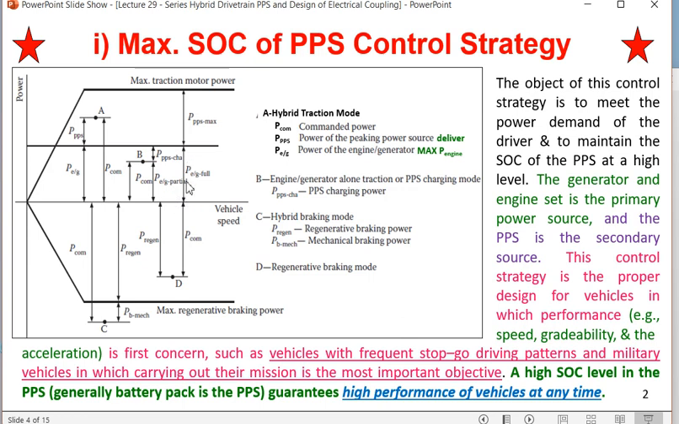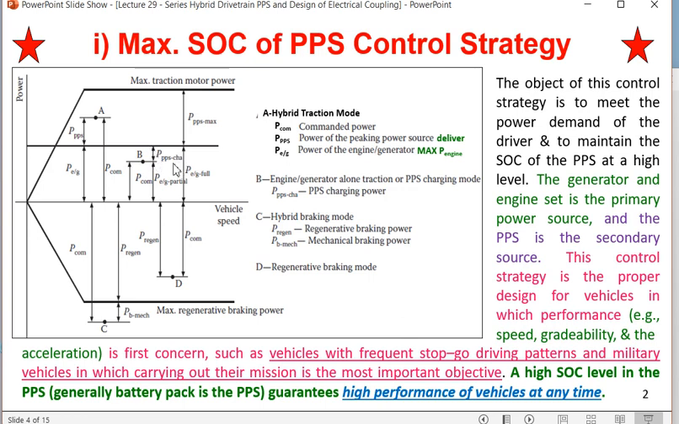So if we are finding first that the battery is 80% charged or maybe 70% charged, in that case only this much power is required, but the engine generator will produce a little higher power. So this much power, from 0 to this point B, will be given to the transmission for driving the vehicle. The remaining power, from the B level to this level, this small arrow, is called PPS charging.